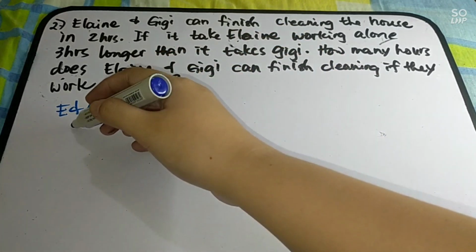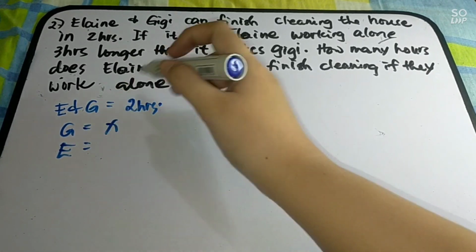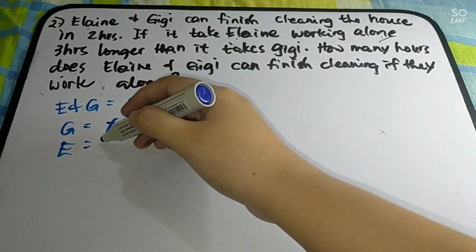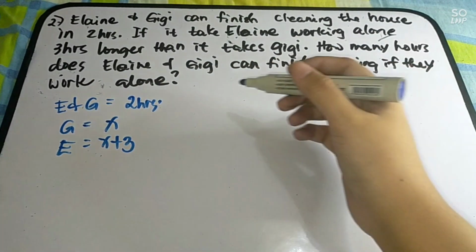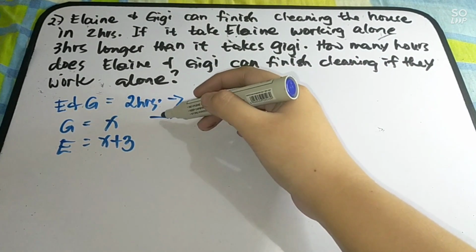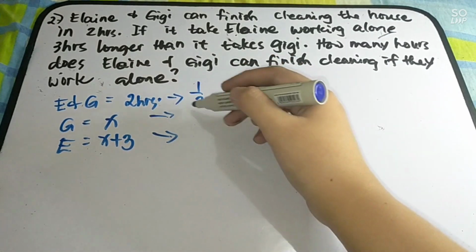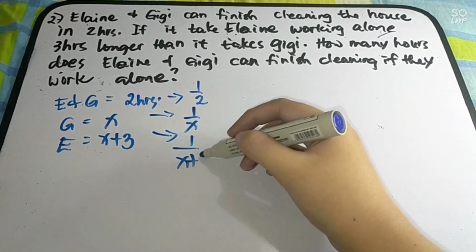Then, if it takes Elaine working alone 3 hours longer than it takes Gigi, so, nakadepende si Gigi kay Elaine, therefore, si Gigi ay X. Then, si Elaine ay sabi niya, working 3 hours longer than Gigi. So, mas matagal siya ng 3 oras kesa kay Gigi. Then, let us have the rate of this one. So, the rate is 1/2. This one is 1 over x. Then, this one is 1 over x plus 3.